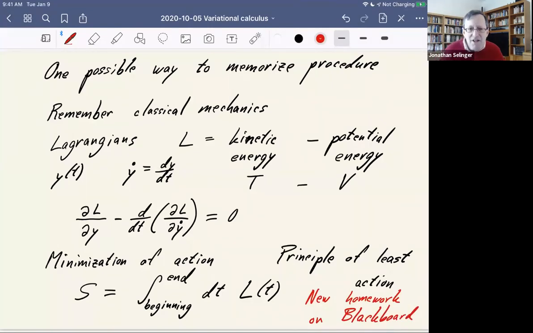So you can go take a look and see, and I made that due 1 week from today. So please go take a look, and that will be one variational calculus problem for you to practice with.